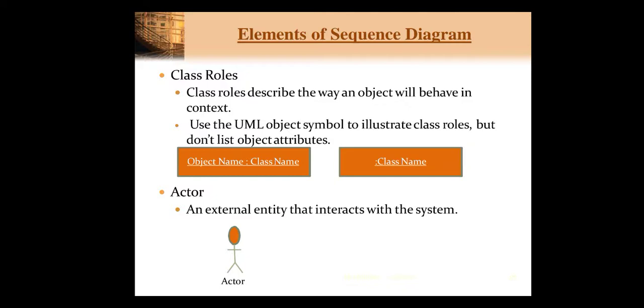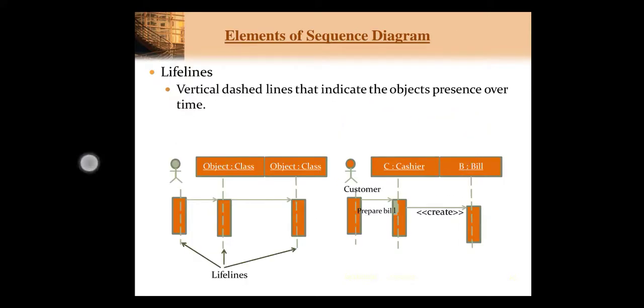Here the object name is also optional. You can write object name and class name in this way, or you can simply show the class name. That means that object belongs to which class. Class name is optional.